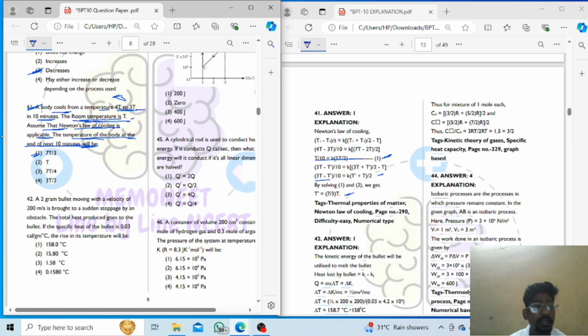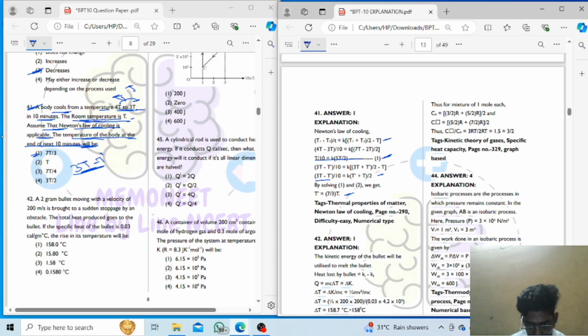So there are two cases. In the first case, 4T to 3T, that means the ΔT is T, and in the second case the last temperature 3T goes to T dash. Now form two equations. In the first equation you will get T by 10 equals K into 5T by 2, putting in the formula (T1 minus T2) by t equals K into the mean of the body temperature minus the surrounding temperature, TS. So put the values in the formula and you will get the answer here.